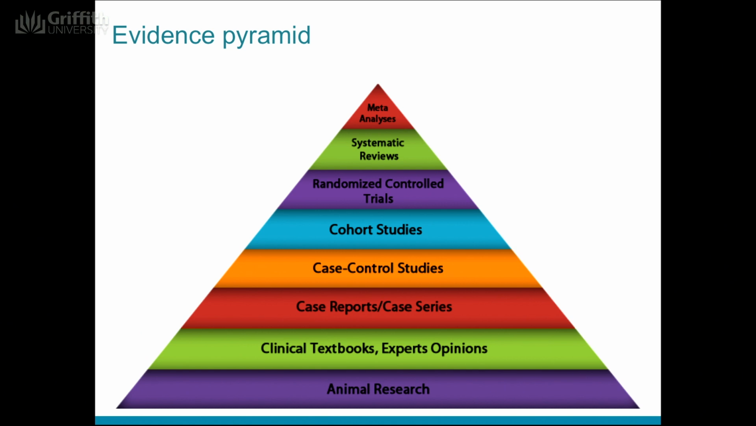Climbing up the pyramid, we see things like case reports or case control studies, cohort studies, to the highest type of design, which is a randomised controlled trial. A systematic review gathers a lot of randomised controlled trials together and compares the evidence of each. And a meta-analysis takes the data from all of those randomised controlled trials, reanalyses it to discuss whether or not that data is really rigorous and whether those results can be trusted.